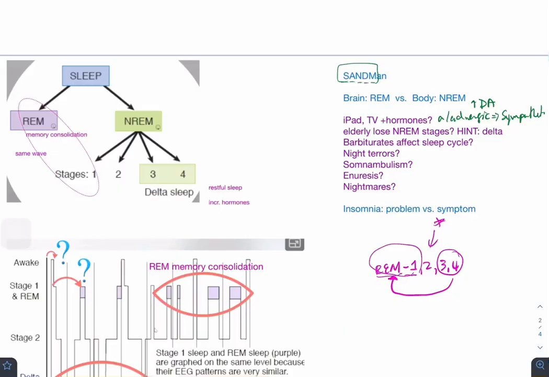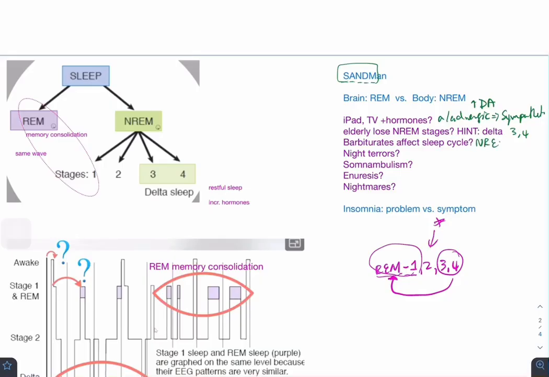Elderly lose the non-REM stages. We call this delta. What stages would this be? If you say 3 and 4, then you are correct. Barbiturates affects sleep cycle of what stages? First, I give you a hint. It affects the non-REM.